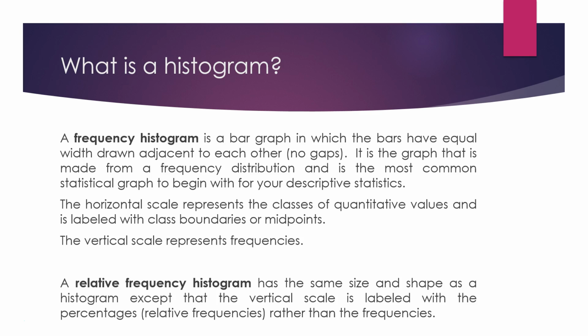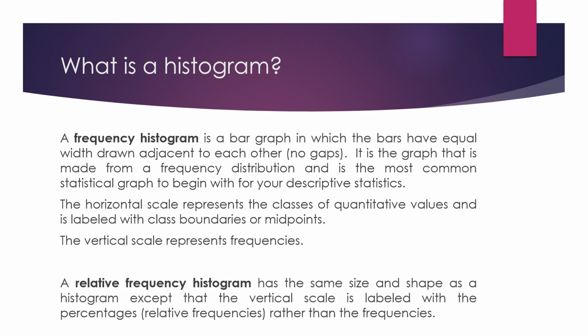So that being said, there's two types of histograms that we're going to be making, and they correlate exactly to our two types of frequency distributions that we had made in the previous topic. A frequency histogram is a bar graph. Again, the bars are going to be equal lengths, and they cannot have any gaps between each other. So these are criteria that we talked about for histograms in the graphing topic. It is the most common graph that you will start with whenever you have quantitative data.